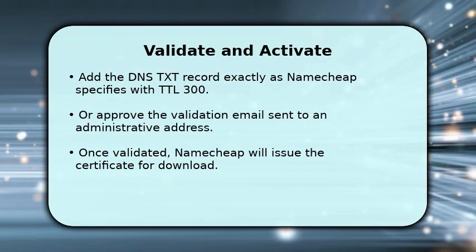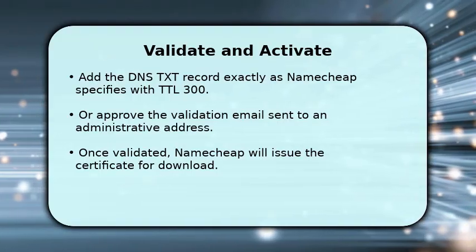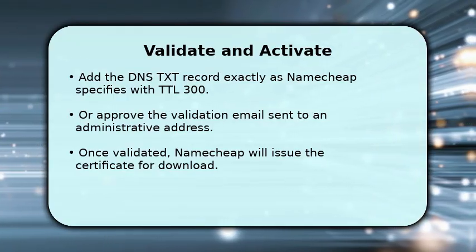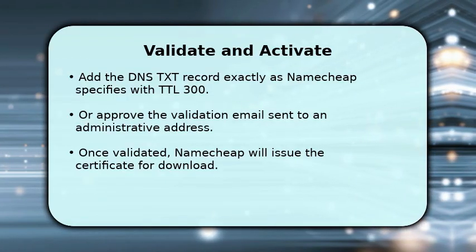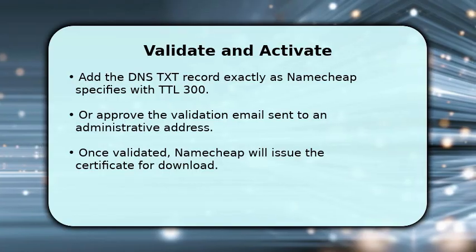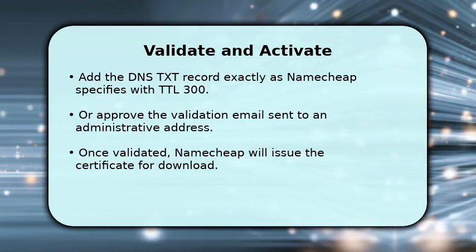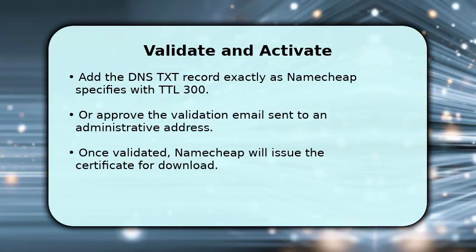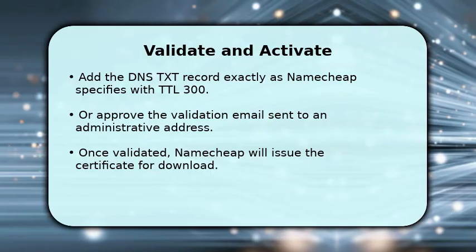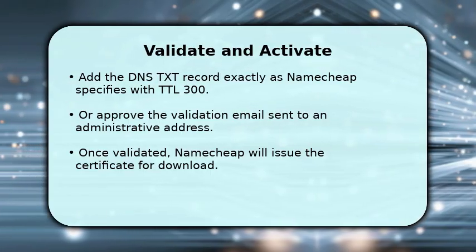If you chose DNS validation, add the TXT record exactly as Namecheap specifies with TTL 300. Wait for DNS propagation and then click Verify in the Namecheap dashboard. If you chose email validation, open the administrative email and click the approval link provided. Once validated, Namecheap will process and issue the certificate for download.